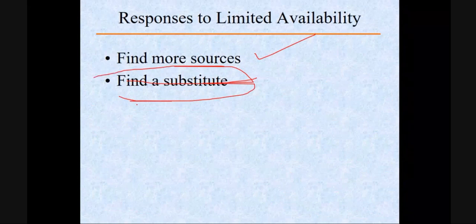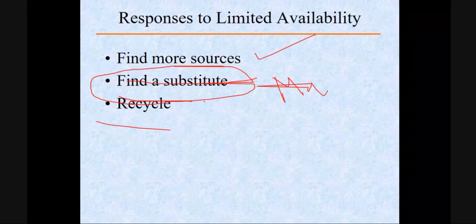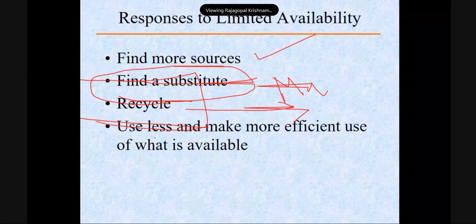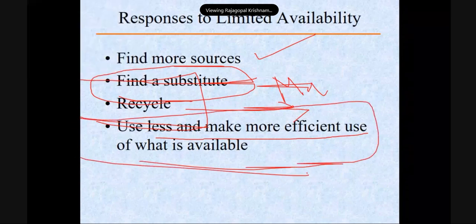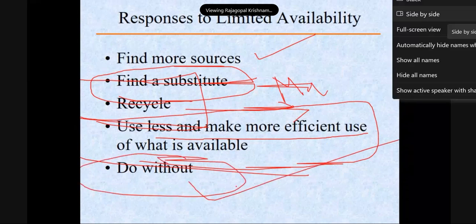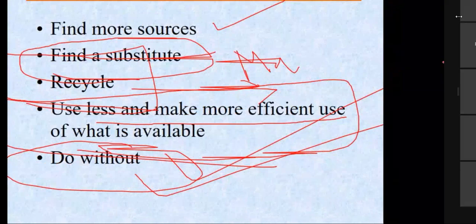So how to solve all the problems? You have to find more resources. How will you find them? Of course, that will come later. Otherwise, you have to go for substitutes. This is where your metallurgy, material science, or recycling comes in. This can come in a very big way. So use less and make more efficient use of what is available. This is the recent concept that's coming in a big way. Live without all these things, that is the best. Go to the Himalayas, go to the jungle, so you need not use all these natural resources. Of course, that's the ultimate concept.